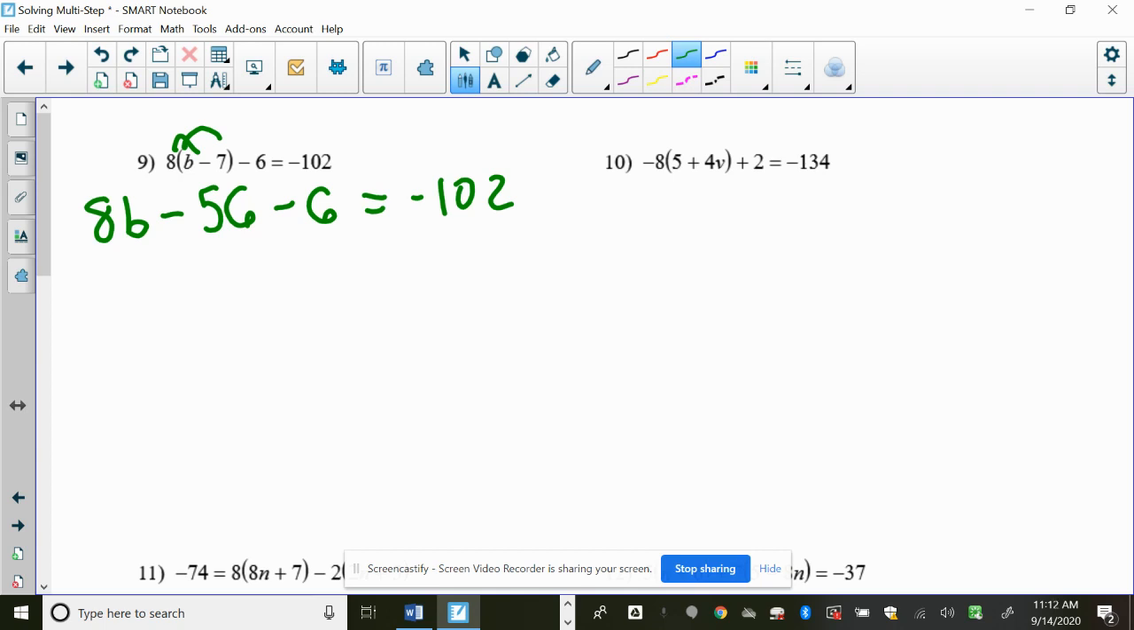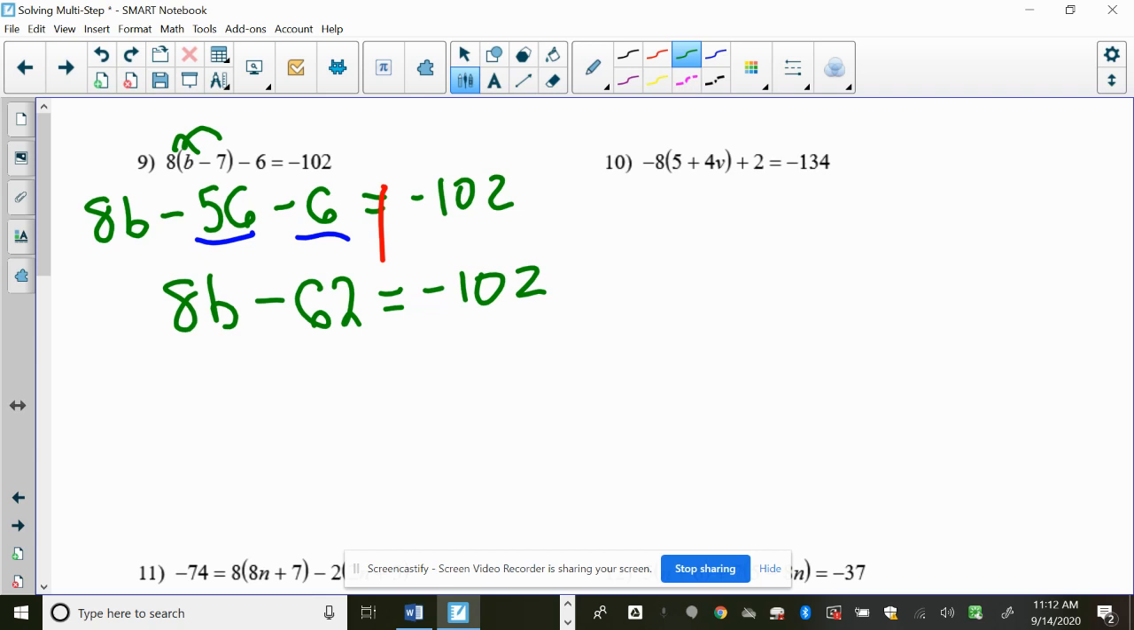Okay, so now this actually looks like the problems on the front side from here. Reminder, this equal sign is our barrier. So we need to look at combining any like terms. If we look on the left, 8b does not have any like terms. But if we look, negative 56 and negative 6, those are on the same side. Those can be put together. Okay, so we have 8b, then negative 56 minus 6, that'd be minus 62 equals negative 102.